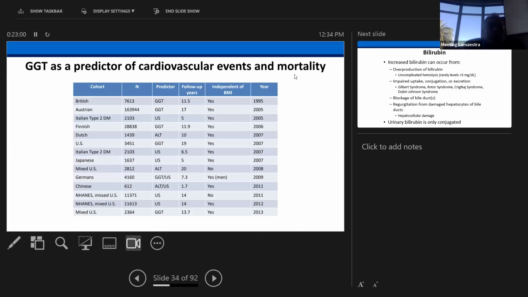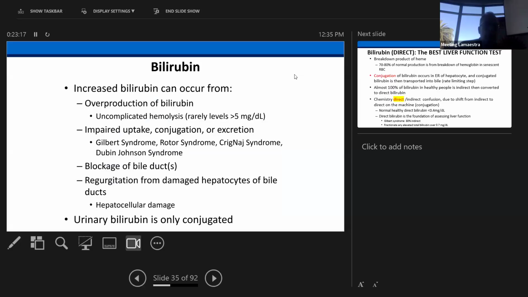GGT is a strong predictor of cardiovascular events, such as myocardial infarction or heart failure, including cardiovascular mortality. Basically, because the GGT is tracking fatty liver. With fatty liver, you have a high risk of heart disease. So the GGT is very friendly to be used in a variety of settings.